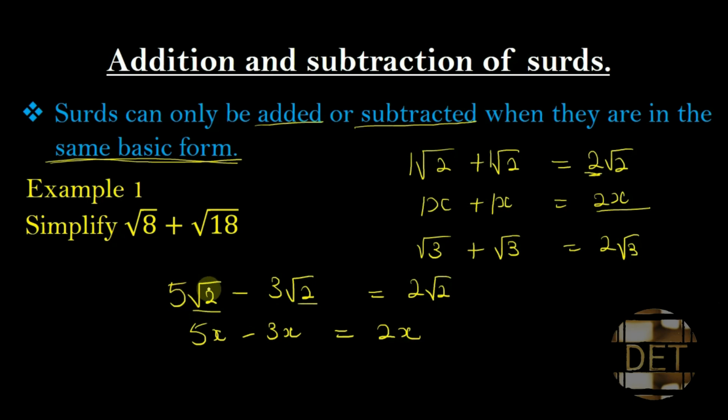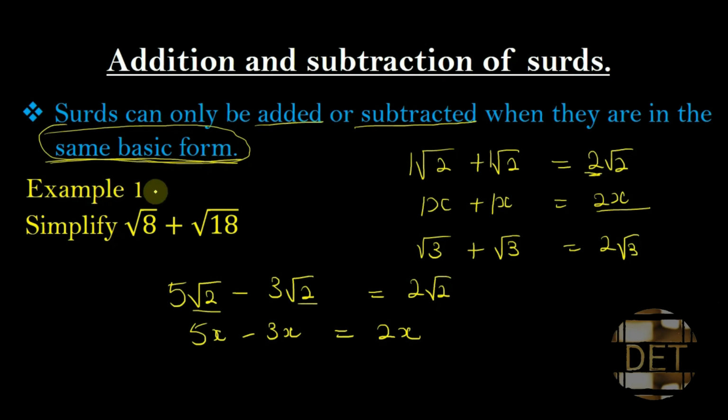So what we're doing here is that we can only add or subtract surds when they are in the same basic form. This fact is very important. If they are not in the same basic form, you cannot add or subtract them.